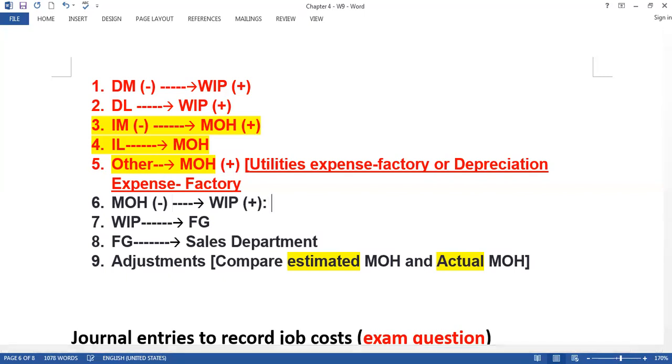And can you remember? Here we have to use the predetermined overhead rate. That means an estimated number. Can you remember this one? So when we transfer MOH to WIP, we use our estimate number because we cannot wait for 1 year, right? We use a number we calculate by ourselves. So MOH decreasing, WIP increasing, right?